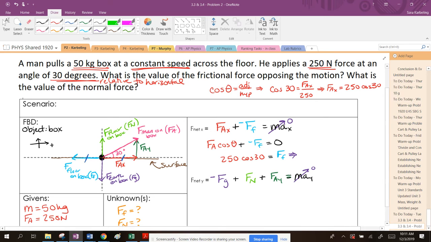If you haven't done so already, go ahead and plug those numbers into your calculator. Or maybe you know what the cosine of 30 is. Maybe you do. And if you do, that's awesome. And if you don't, that's okay too. Plug it into your calculator. Make sure that you're in degrees, not radians. 250 cosine 30 will give us our value for FF. Did you get a number? Check with your table mates. Stay engaged with me. You can do this.